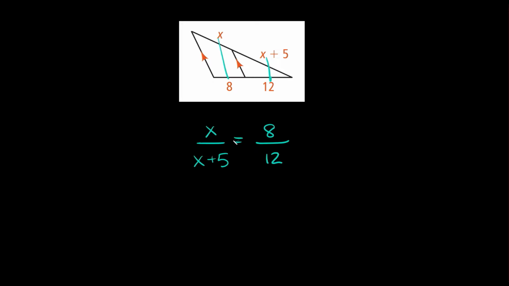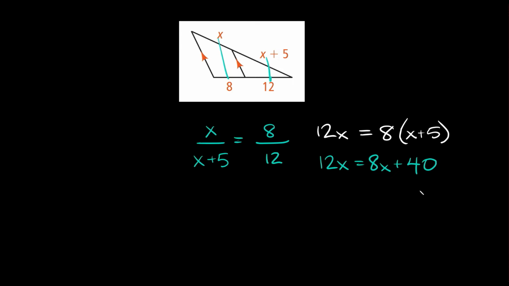Okay, so again, we can cross multiply. So our first cross, 12 times x is equal to 12x, and that's going to be equal to 8 times x plus 5. So if we simplify this, we're going to have 12x is equal to 8x, and 8 times 5 is 40, so plus 40. All right, so then getting the x's on one side, we can subtract 8x from both sides. 12 minus 8 is equal to 4, so here we get that 4x is equal to 40. So then here we can see that x must be equal to 10. All right, here's our answer.